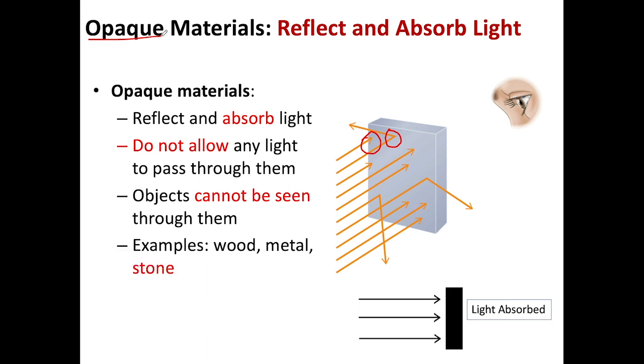Examples could be wood, metal, stone, etc. So no light passes through. It's either being absorbed, like we discussed, or bounced off, reflected.